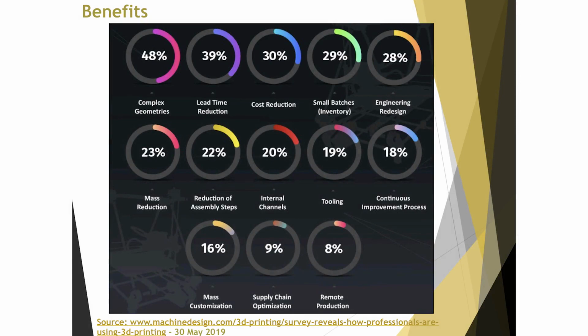39% said lead time reduction, because you don't need to wait for the production of tooling to make some components. You just need the CAD file. Cost reduction, that always plays a big role. Small batches, if you don't need a lot of material. It gives you the opportunity to redesign something quickly by just changing the CAD file. Mass reduction, again there we come back to the Bugatti brake caliper, and Aerospace will obviously be interested in that. Reduction of assembly steps, I mentioned earlier.